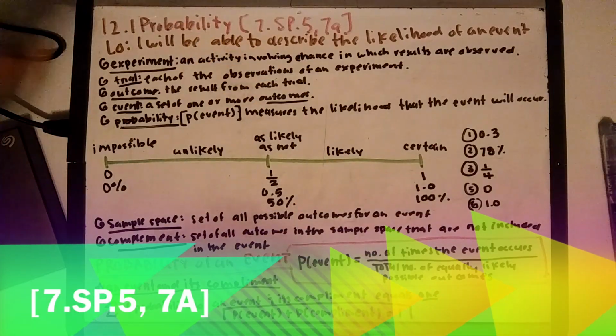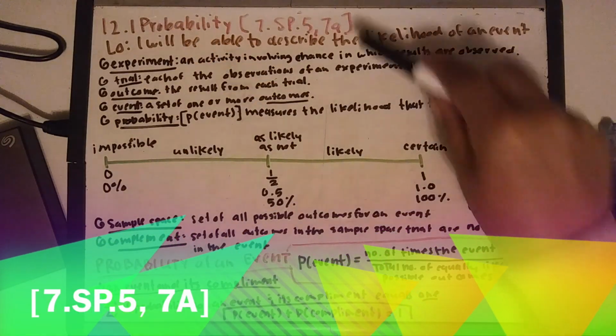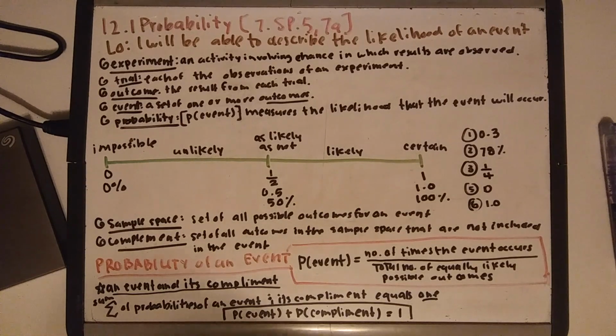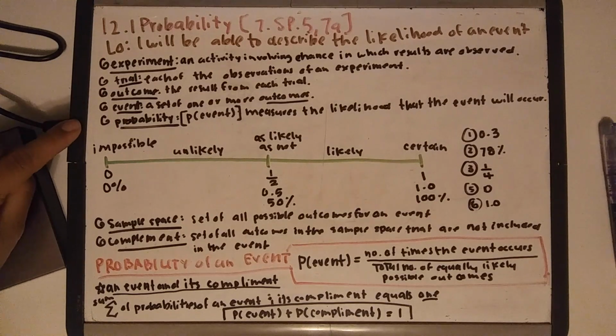Okay guys, so this is 12.1 probability. That's your standard, and your objective is to be able to describe the likelihood of an event happening. Again, always with 30% or high accuracy given the independent practice. A few vocabulary words here.